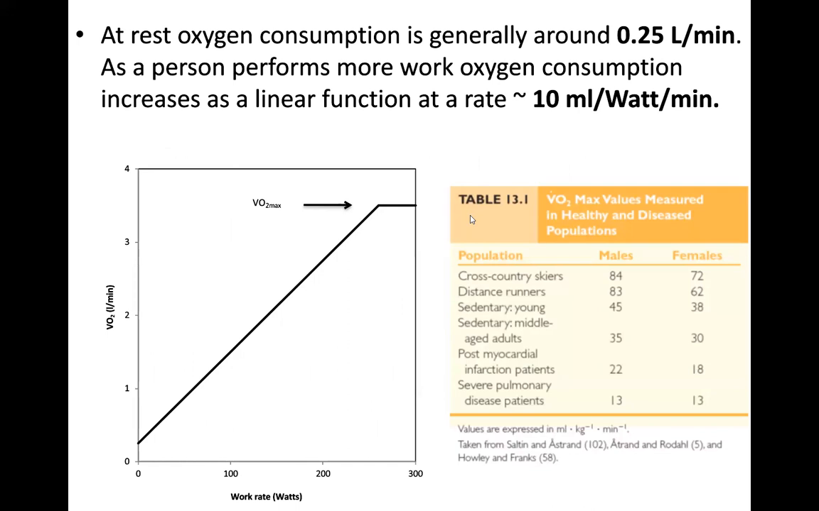And I've included a table here to give you some values. Like I said, cross-country skiers typically have the highest. Distance runners are not too far behind. You can see what happens if you're sedentary: almost half or even less than half of what a cross-country skier would have. People with diseased lungs have very low VO2 max values. Thus, those people are going to have a hard time just walking up and down their stairs to the bathroom.